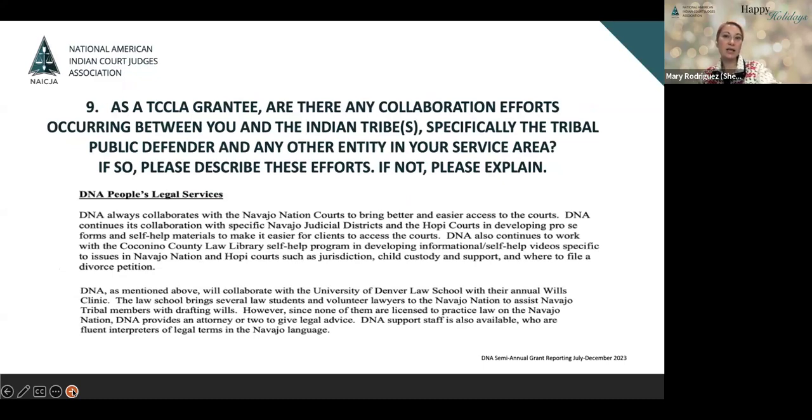DNA has a good answer here where they talk about some of the collaborations they have with different tribal courts and different jurisdictions, as well as the law library and the law school. Even though it's like, here are all the relationships we have, here are all the collaborations we're doing, I'm not quite sure why it's worded in this way, but it's a good way to highlight that you're working in all of these capacities with different partners.